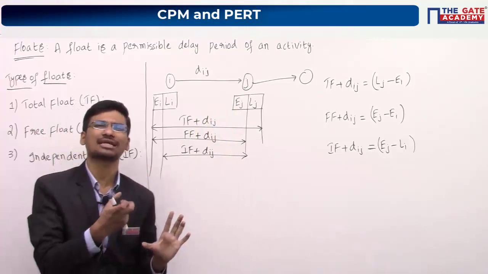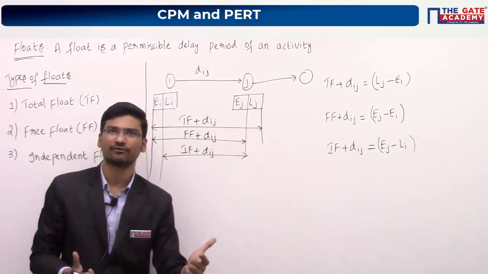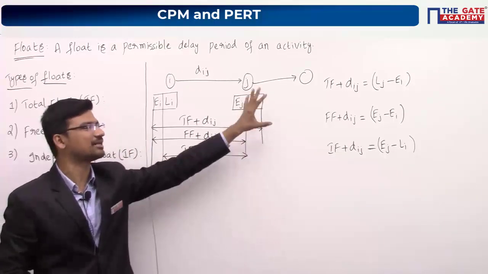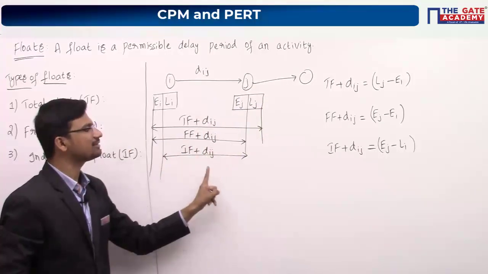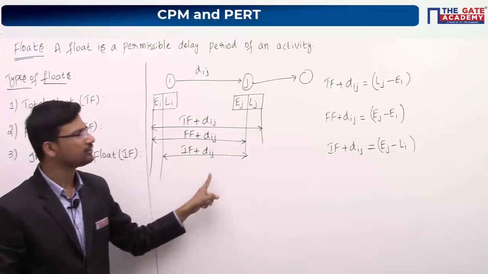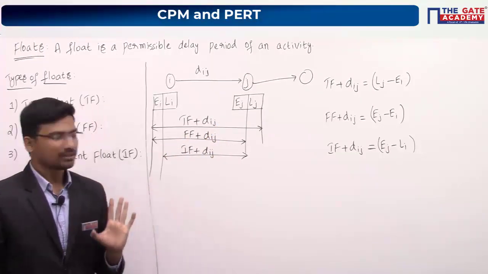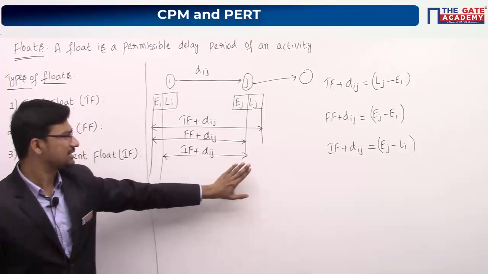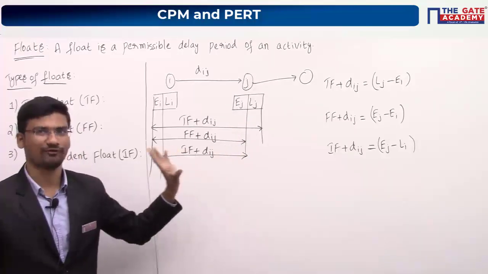Depending on how much time you are delaying, these are classified into three types: total float, free float and independent float. Whenever you go to textbooks, you will see some formulas like this. No need to remember any formulas. Just remember this particular diagrammatic representation, and you can calculate any type of float value. So please copy these terms and this diagrammatic representation. Then I will dictate the definitions for these three float values.